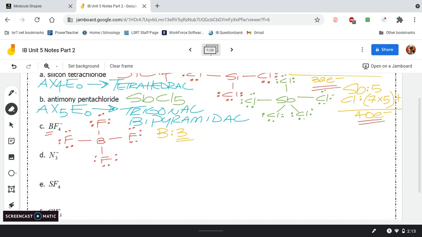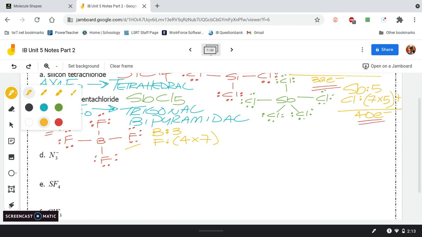I'm going to put it down here. The space is a little tight here, so let's try it again. Boron, 3. Fluorine is 4 times 7, right? Because there's 4 of them, and they each give away 7. Fluorine's in column 7A. And now that minus 1, right here, minus 1 means that you actually do the opposite.